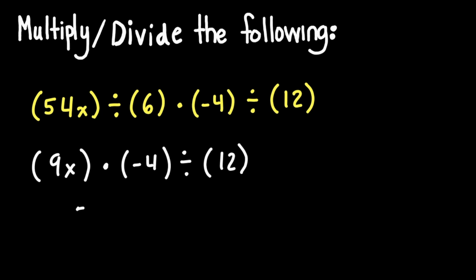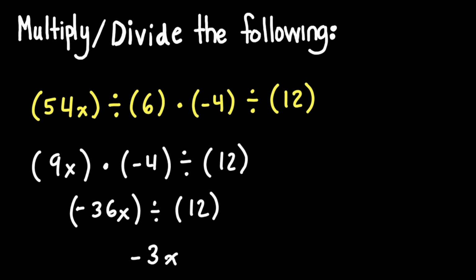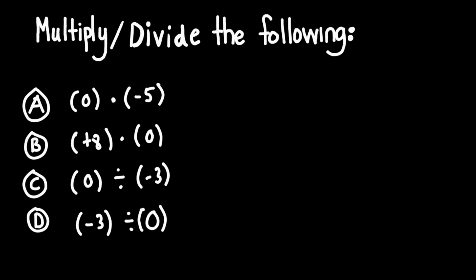So we have negative 36x divided by positive 12. Now since a negative divided by a positive is going to yield a negative, negative 36x divided by positive 12 is going to equal negative 3x. And that's going to be the solution to our problem.